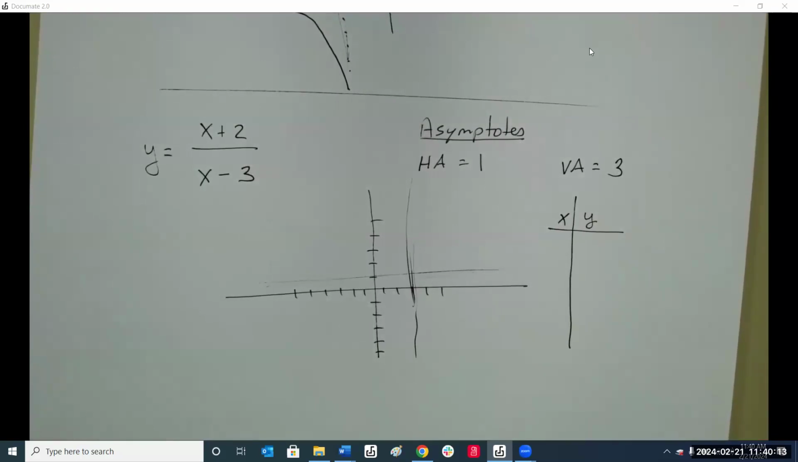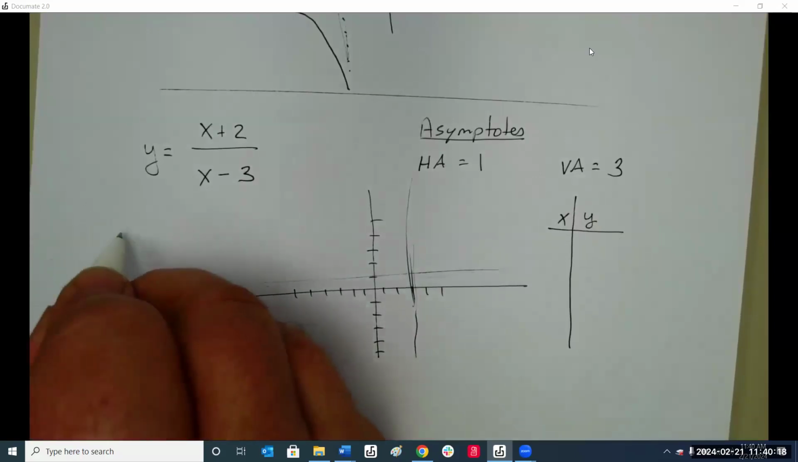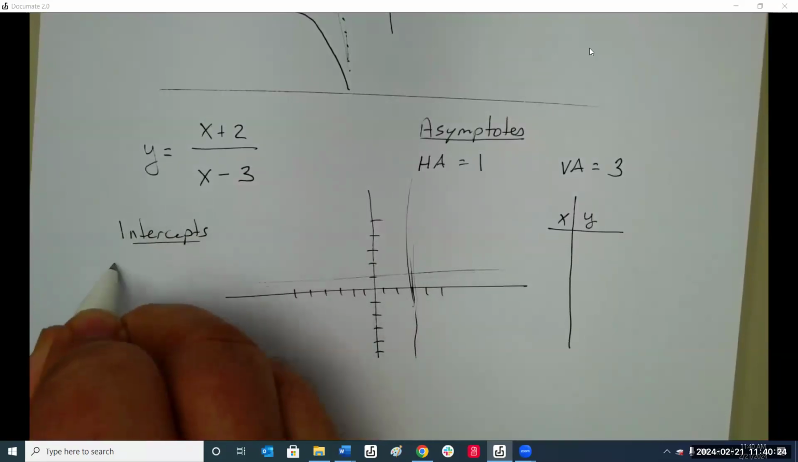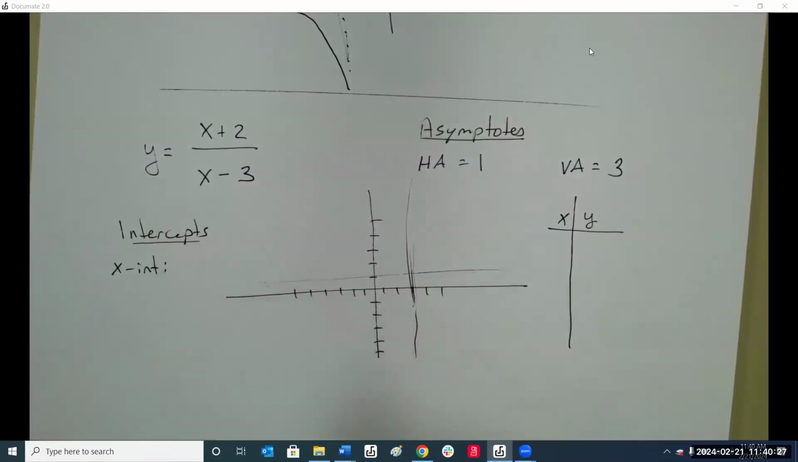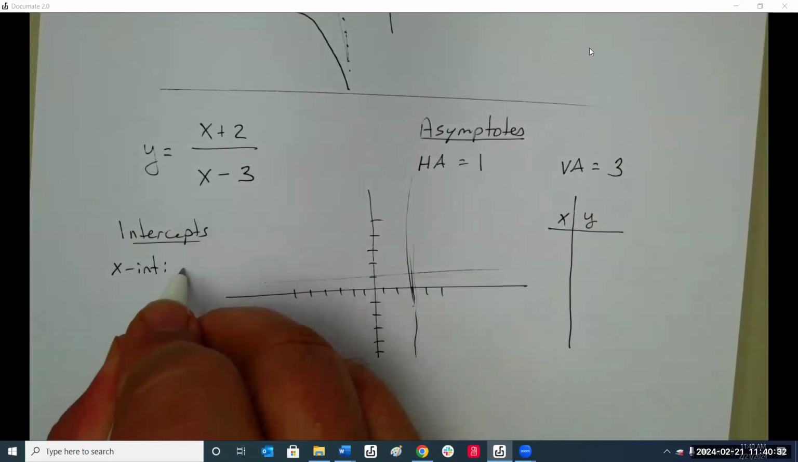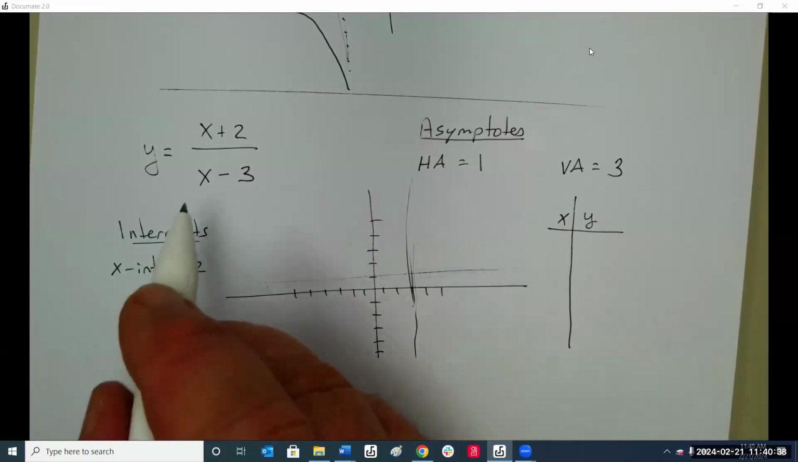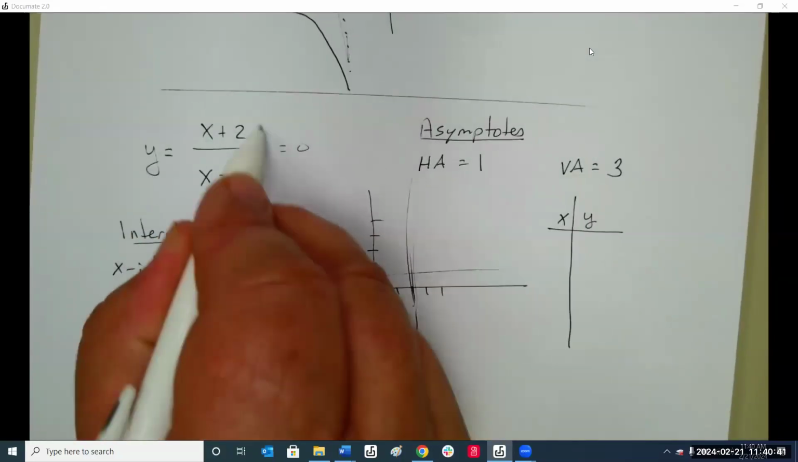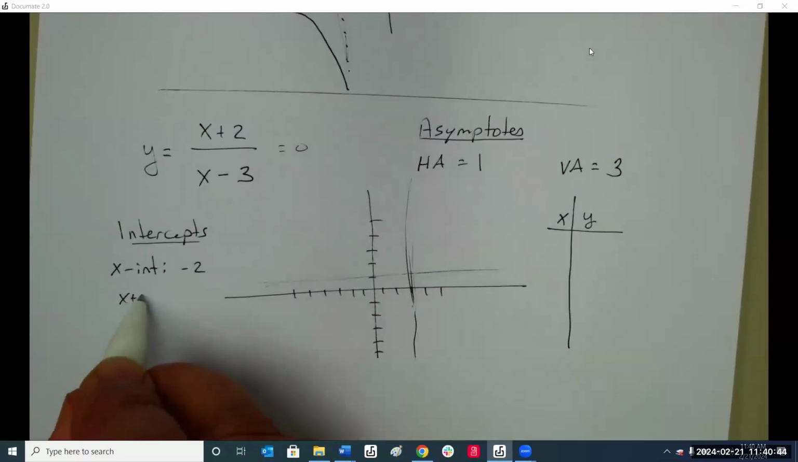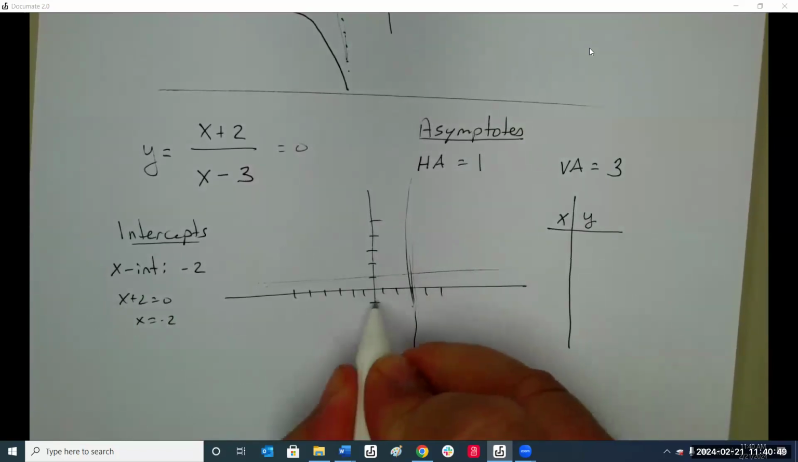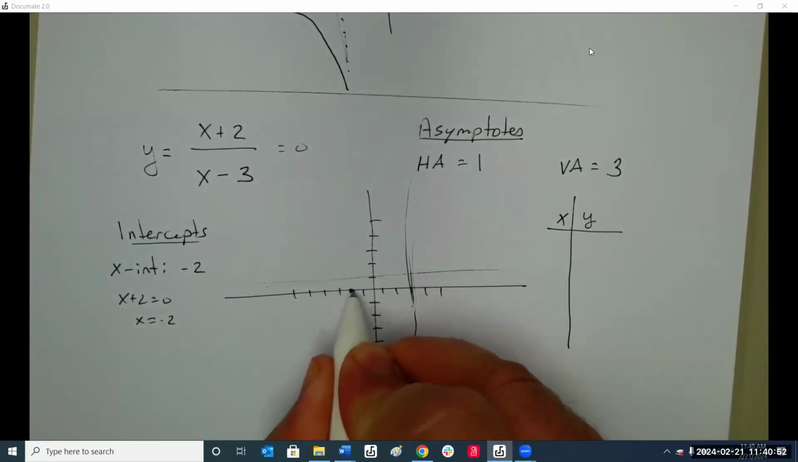Do we have any intercepts? Do we have any x-intercepts? Very good. Because the x-intercept is simply set y equal to 0. Set this equal to 0. Only way it's 0 is if the top is 0. So take x plus 2. And that gives us our x-intercept. We have our x-intercept at -2.